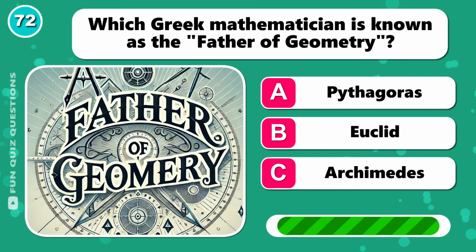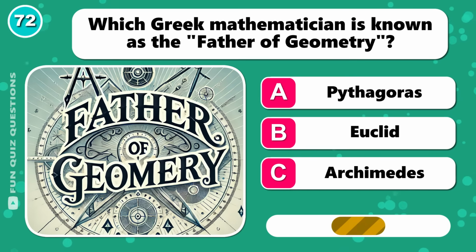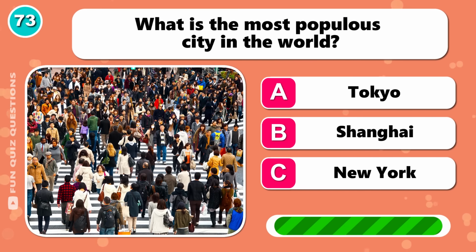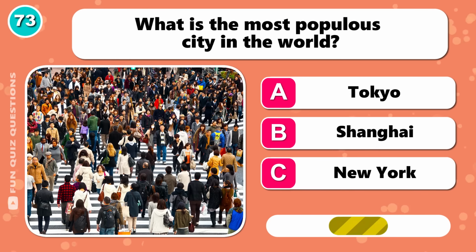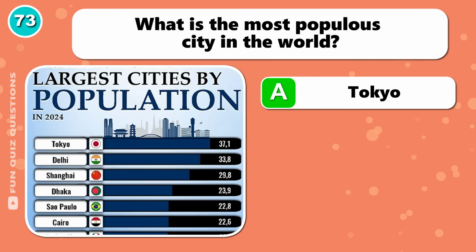Which Greek mathematician is known as the father of geometry? It's B. Euclid. What is the most populous city in the world? Currently, it's A. Tokyo.